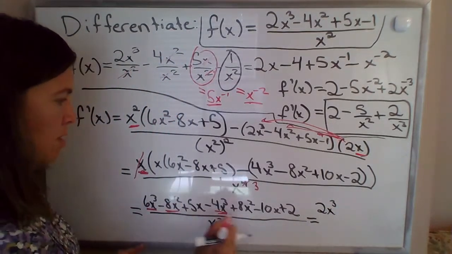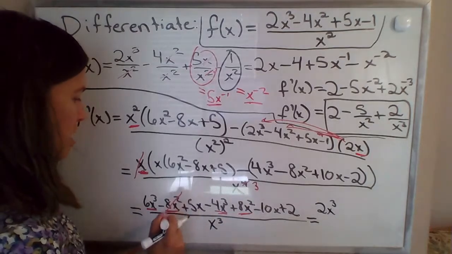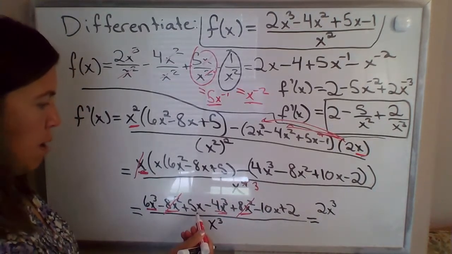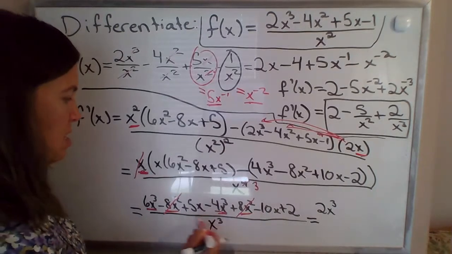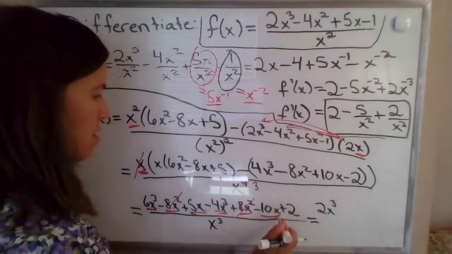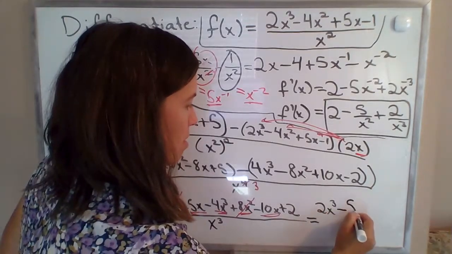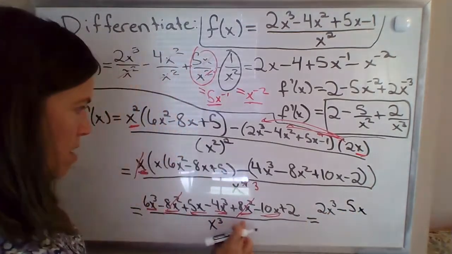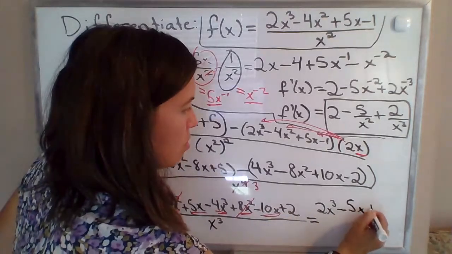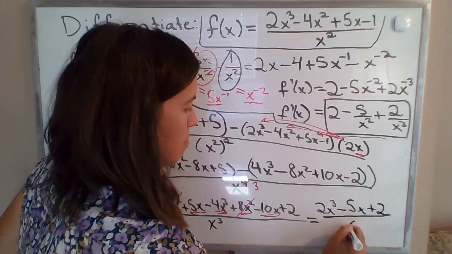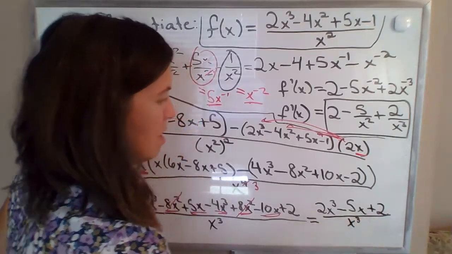Minus 8x squared plus 8x squared, so those cancel out. And that's it for the squared terms. Positive 5x minus 10x will give us minus 5x. And then all that's left is the plus 2. And this is all over x cubed.